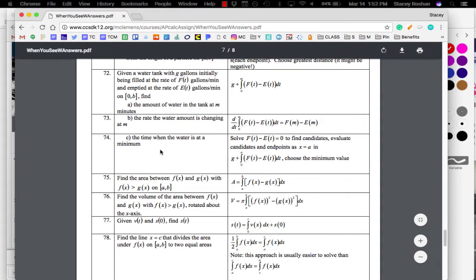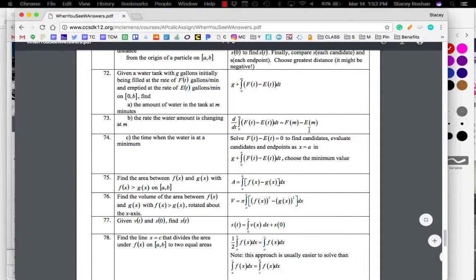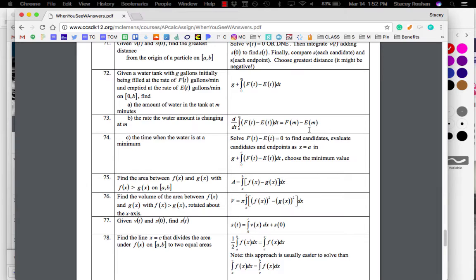And then the time at which the water is at a minimum, well, to minimize, you just find the derivative, which we just found, and then you set it equal to 0, or you look where it's undefined. In this case, you don't have to worry about the undefined. So you just do F of T minus E of T equals 0. And then, of course, if you want the absolute minimum, you have to evaluate the endpoints too. So to evaluate the endpoints, you would put it back into the original function, and you would find the minimum value. So that's a lot, right?